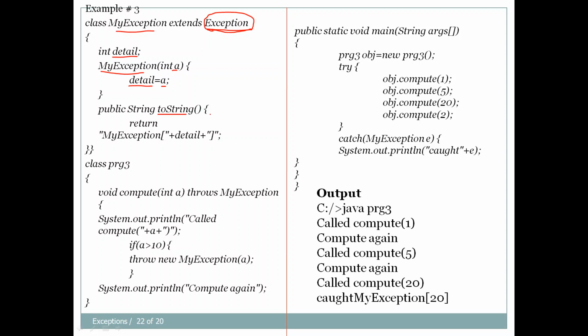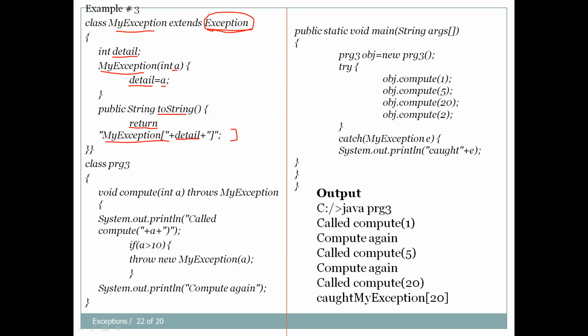In the toString method, we have only a single statement, return, and in double quotes, as it is, it will print MyException, plus, which is used for concatenation, and what we are concatenating with is detail. So whatever is stored in the variable detail will come here, and again it is concatenated with a closing square bracket. So that is what we are returning when the toString method is called.